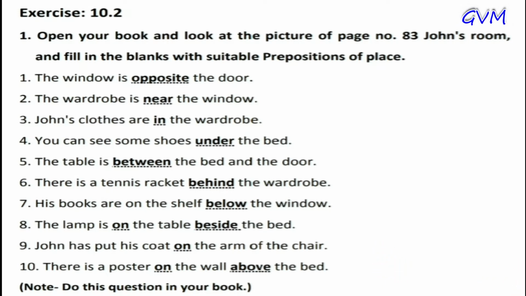Third, John's clothes are dash the wardrobe, and the answer is in. Fourth, you can see some shoes dash the bed, and the correct answer is under. We use under because it indicates a position immediately below something. Fifth, the table is dash the bed and the door, and the correct answer is between. We use between because it indicates something is in the middle of two or other things. Next one is there is a tennis racket dash the wardrobe, and the correct answer is behind. Next, his books are on the shelf dash the window, and the answer is below.